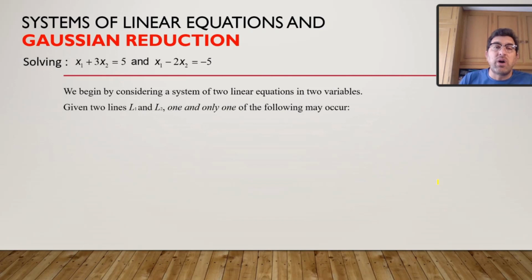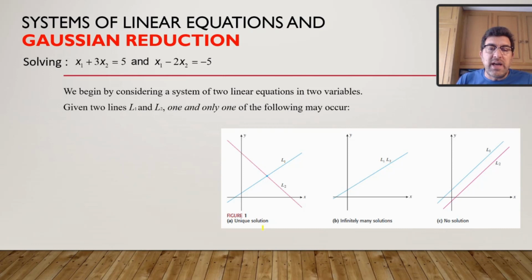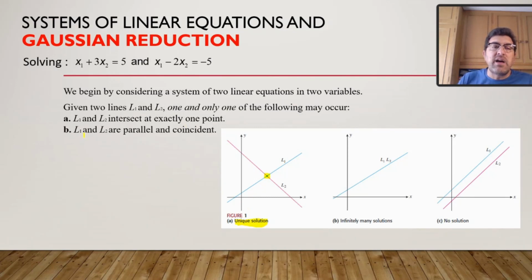One and only one of the following types of solutions could occur. You can have a unique solution, folks, if the lines cross in one point. Then the solution is unique because there's one intersection point. Secondly, you can have 2 lines that are parallel and coincident. It means they have the same gradient, and as you can see, they lie on top of each other. So systems like that have infinitely many solutions.